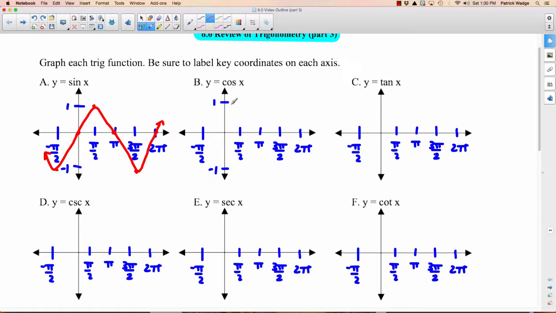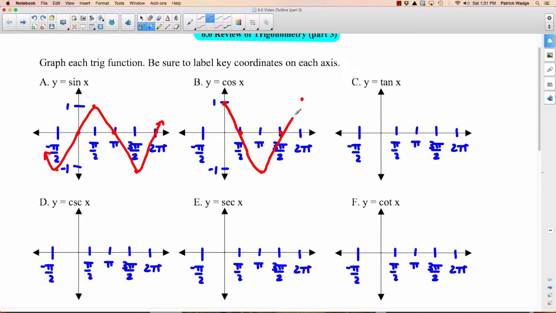Now for your cos graph, it's very similar, except when we draw it, we usually start at x equals 0, 1. Cosine of 0 is 1. And then at pi over 2, it's 0. At pi, it's -1. At 3 pi over 2, it's back at 0. And at 2 pi, it's up to 1. This is one complete period.